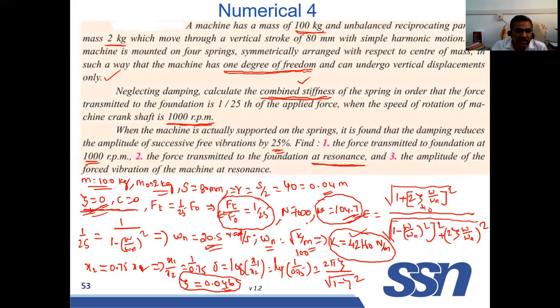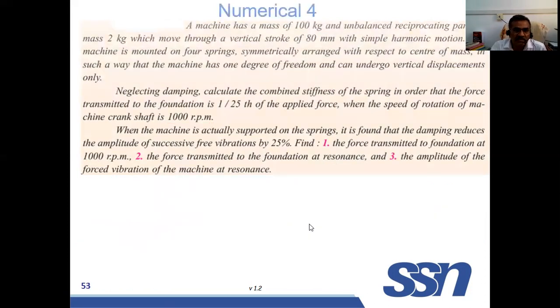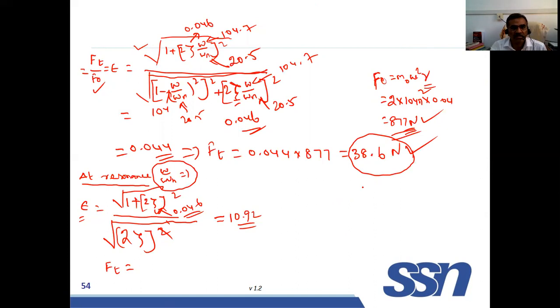Already we have the value of F naught. So in this problem, at resonance, what is the value of Ft you have to calculate? Before calculating it, you have to find the F naught value also. Here we used omega, but here it is resonance, so omega is equal to omega n. In the same equation, instead of omega, you put omega n. That will give F naught at resonance.